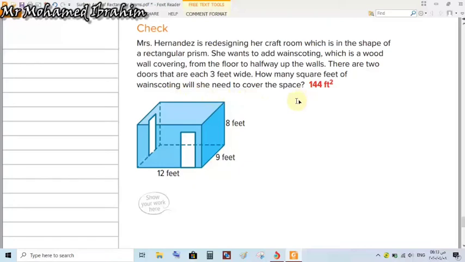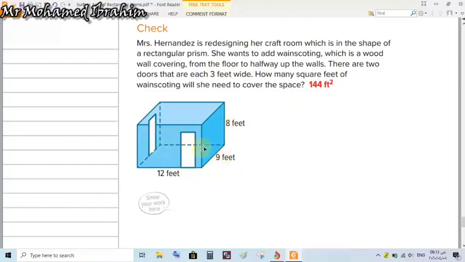Okay. 3 feet wide, the doors, each 3 feet wide. If we have this room, we want to find the total surface area. I already solved it for you, but we need to find the total surface area and then take out the 3 feet and 3 feet.